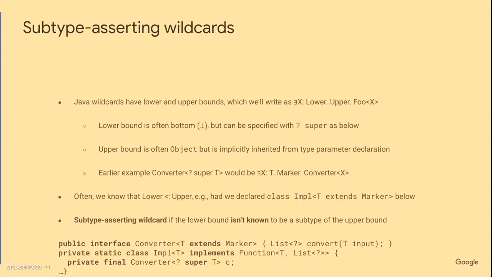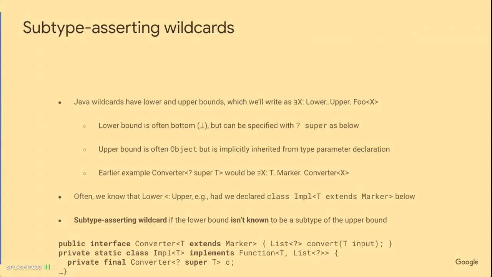OK, so in practice, though, we can think of Java wildcards as an existential type with an upper bound and a lower bound, which in this paper we write as lower dot dot upper. Now, very often, the lower bound is bottom, so there isn't really a lower bound. But if you use question super, then you can specify a different lower bound. And the upper bound is also often object. But you can specify it explicitly by saying question extends number, for example, or otherwise it can be inherited implicitly from the type parameter that the wildcard stands in for. So if you remember our converter question super t here, because converter is defined to have an upper bound here, that wildcard really is an existential type with the upper bound marker and the lower bound t.